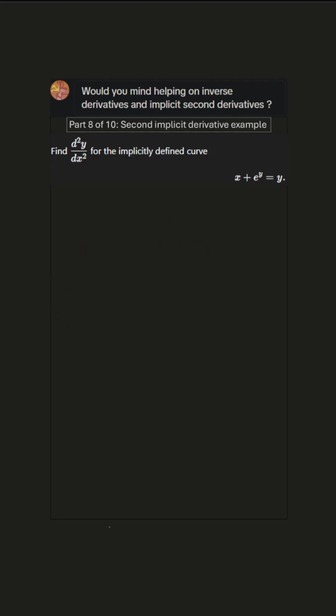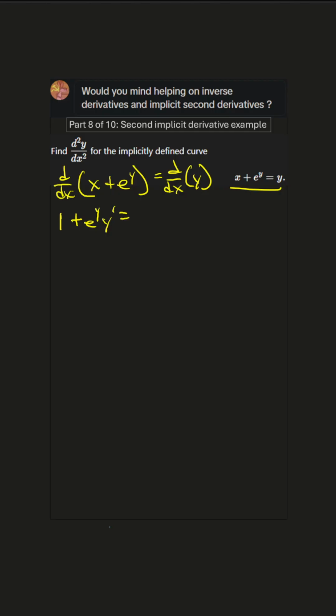Can you find the second implicit derivative of this thing? Let's give it a shot. We take d dx of both sides of the equation. d dx of y. So we're taking the derivative with respect to x. So the derivative of x is 1. The derivative of e to the y is just e to the y times y prime. We have to use the chain rule because the variable is y, and we're taking the derivative with respect to x. The right-hand side is just y prime.